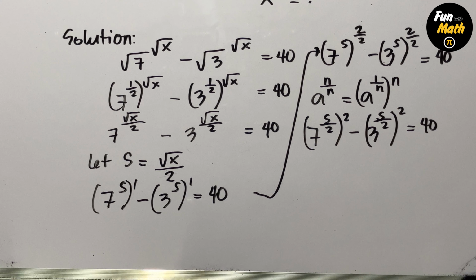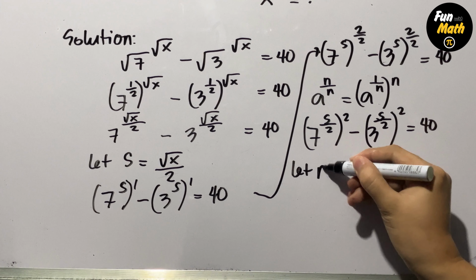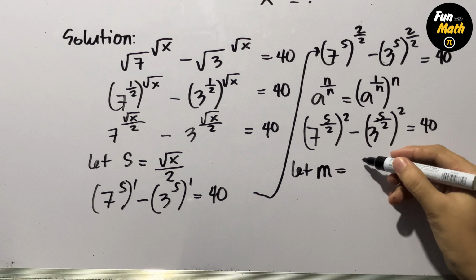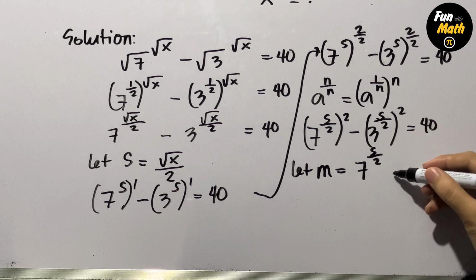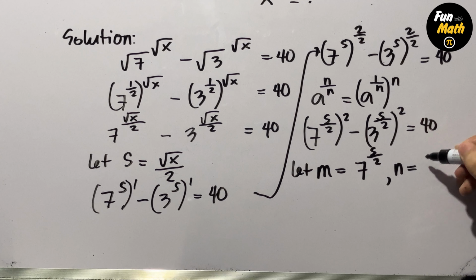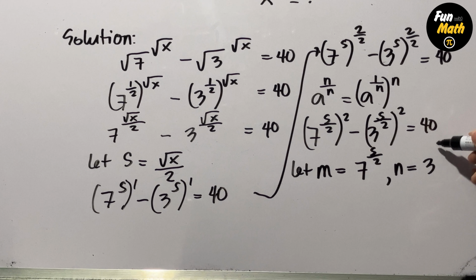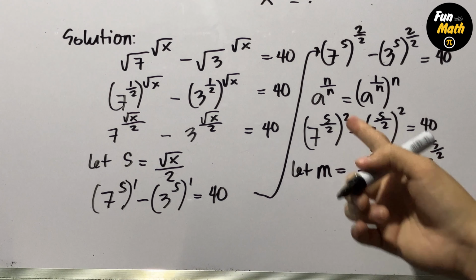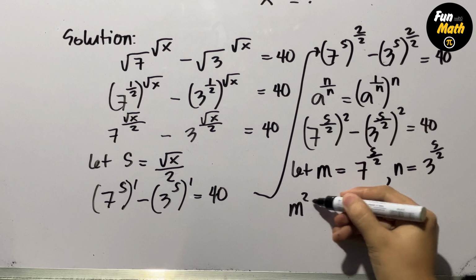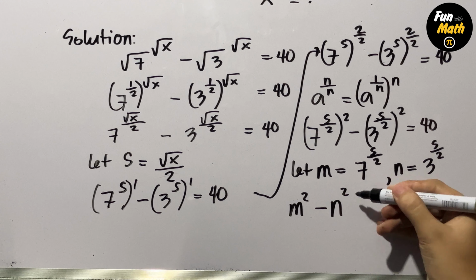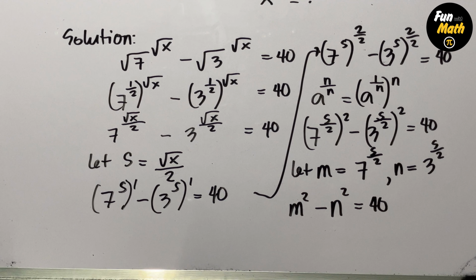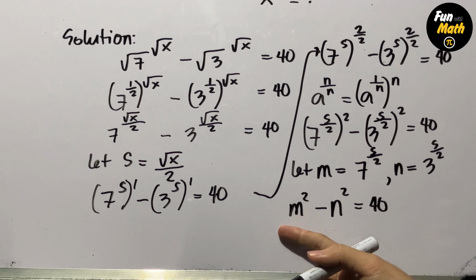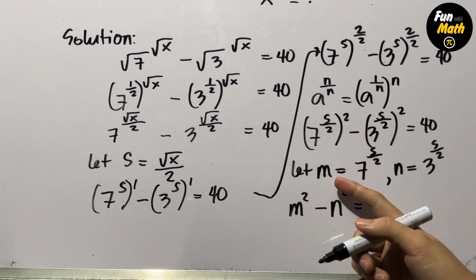Next, we can let m be equal to 7 to the power of s over 2 and n be equal to 3 to the power of s over 2. So to write, this is now m squared minus n squared equals 40. Now on the left side, we have m squared minus n squared.